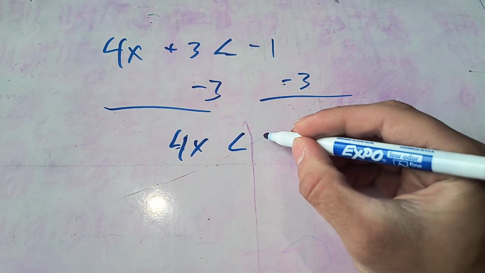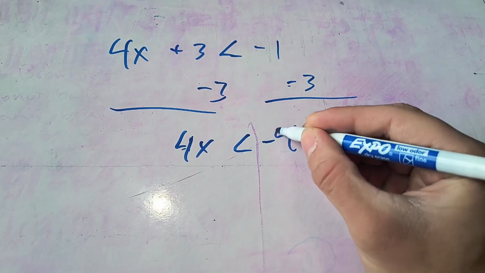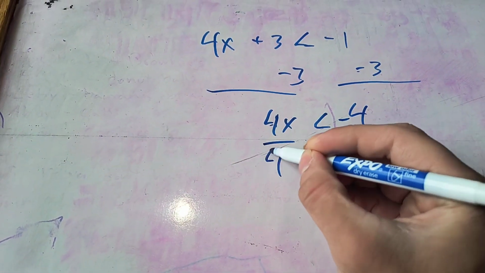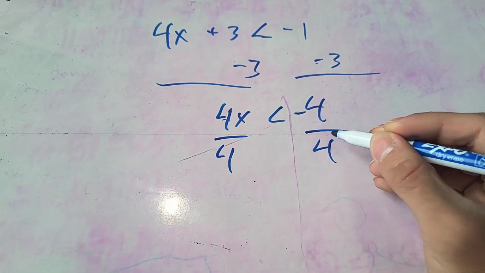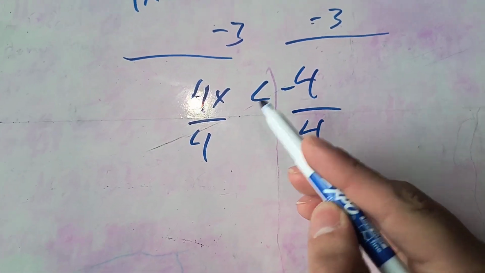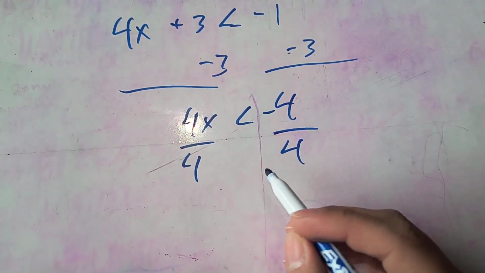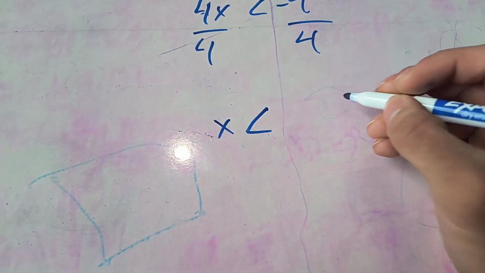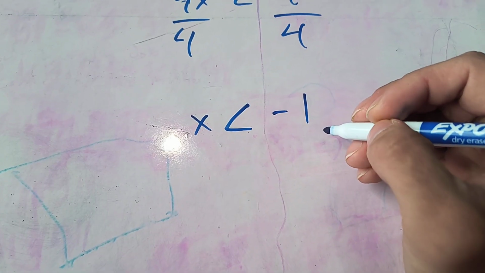and minus 4 on this side. And then we can divide both sides by 4. But we're not dividing by a negative number. If we were dividing by a negative number, we'd have to switch the inequality. But since we're not dividing by a negative number, we don't have to switch the inequality. So this just becomes x, and this becomes negative 1.